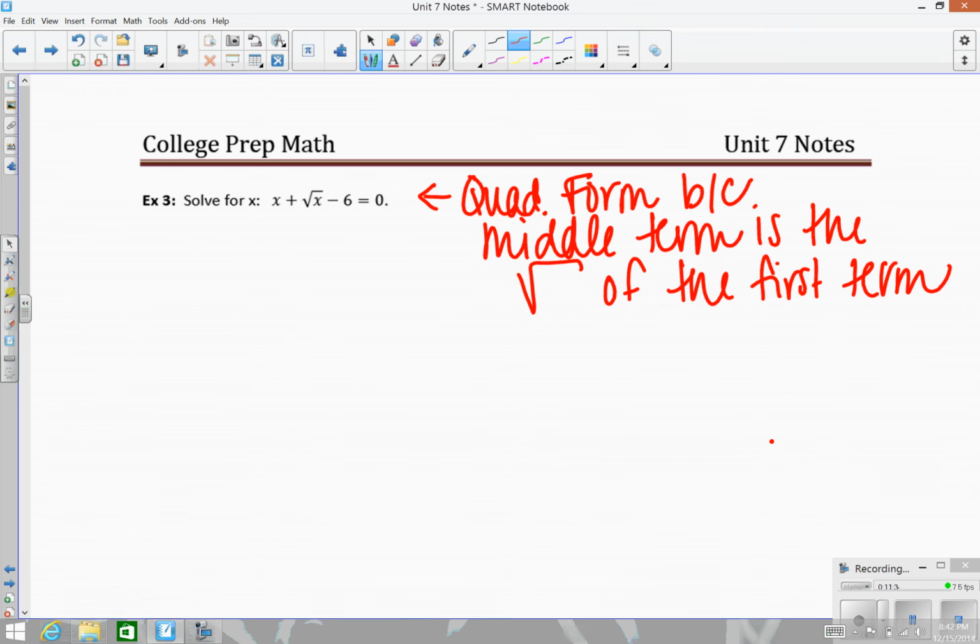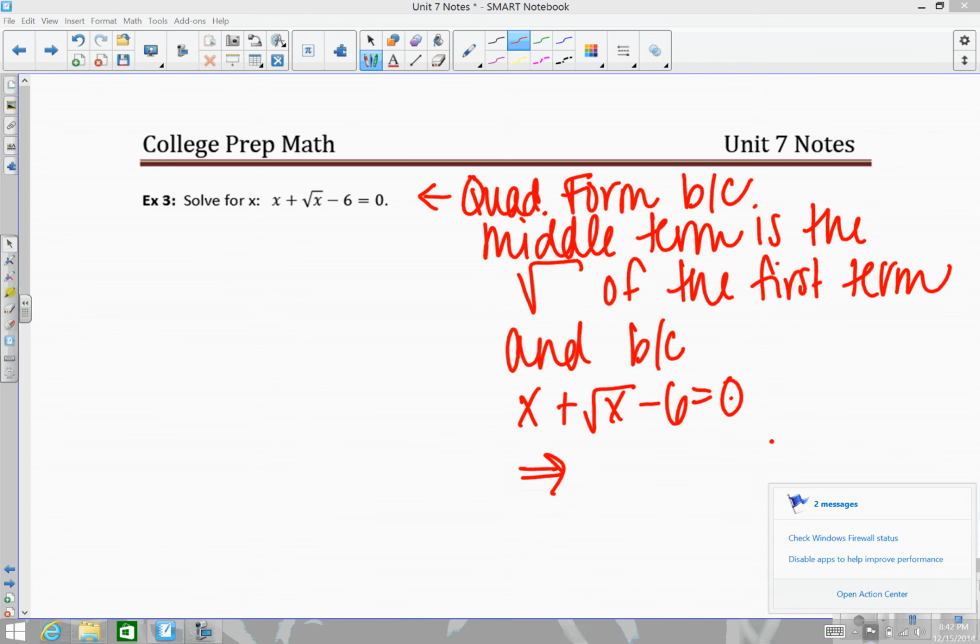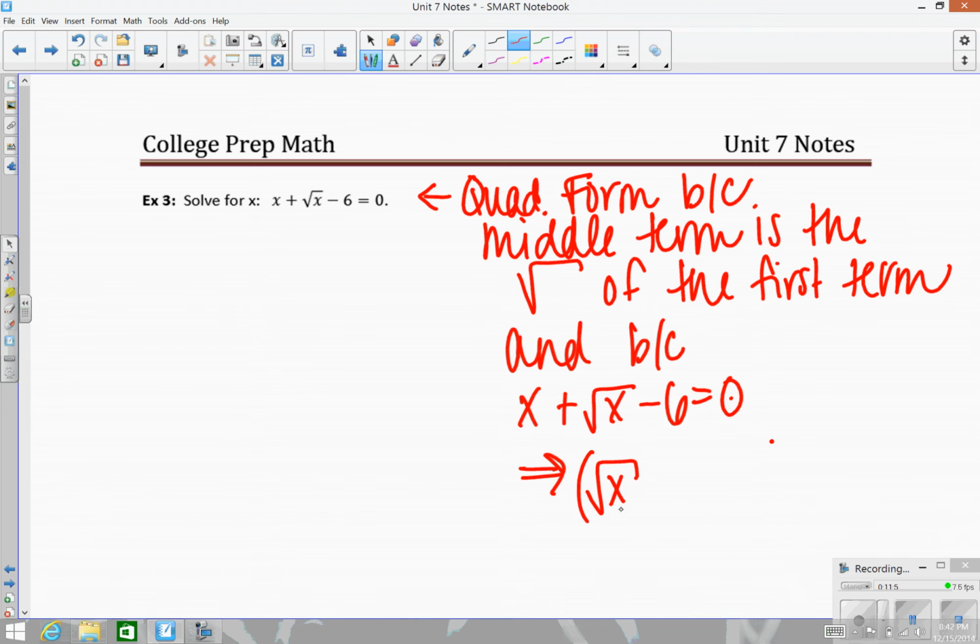You can also look at this as it has, because if I have x plus square root of x minus 6 equals 0, this is actually the same thing as if I take that middle term and I square it, plus square root of x minus 6 equals 0. It's just they canceled it out because square rooting a number and squaring a number undo each other.